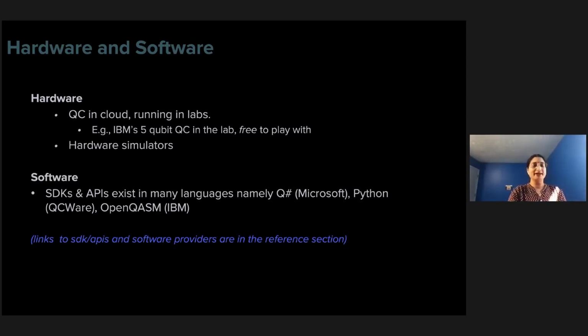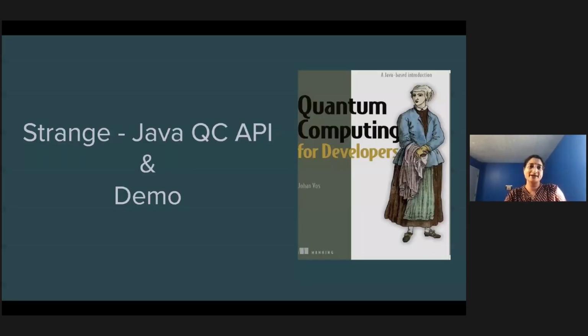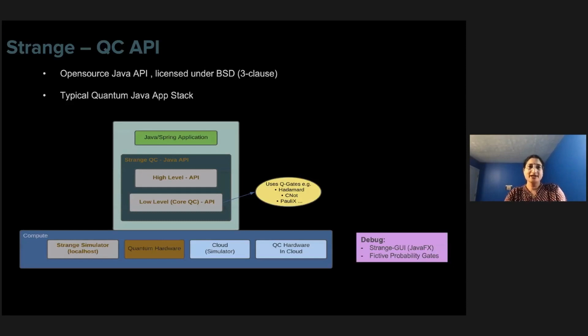Coming to software, there are lots of SDKs and APIs available in multiple languages, like Q# from Microsoft, QC Ware's Python, OpenQASM from IBM. But guess what? When I was looking for such software, SDKs, or APIs, somehow all possibilities collapsed into one single thing called Java. And thus, I landed on this. It's Strange, a Java QC API started by Johan Vos. And it's an open source project licensed under BSD.